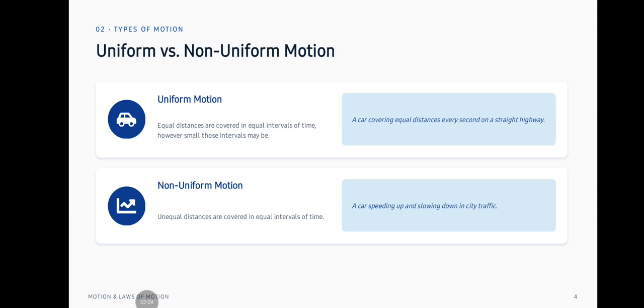We'll go through uniform versus non-uniform motion. So what is uniform motion? Equal distances are covered in equal intervals of time, however small those intervals may be. For example, a car covering equal distances every second on a straight highway. What is non-uniform motion? Unequal distances are covered in equal intervals of time. For example, a car speeding up and slowing down in city traffic.